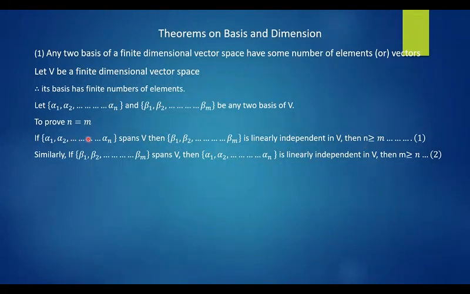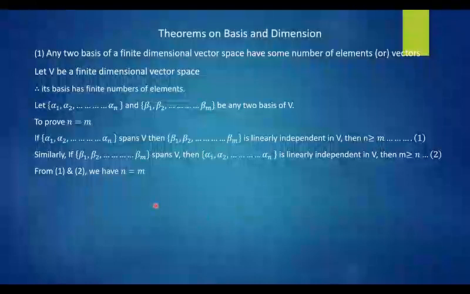So for our known theorem condition, we have taken like this: alpha 1 to alpha n spans V, then beta 1 to beta m is linearly independent, then we can write n is greater than or equal to m. In the next case, m is greater than or equal to n. Since we have to prove n equals m, these two conditions are satisfied, so from 1 and 2 we write n equals m.